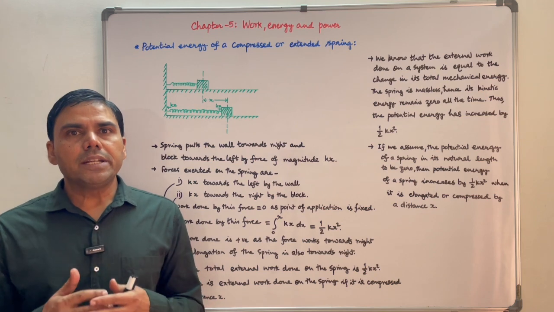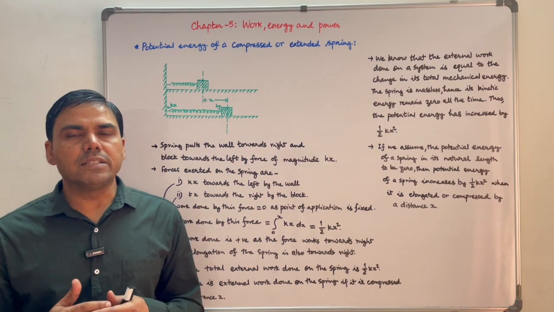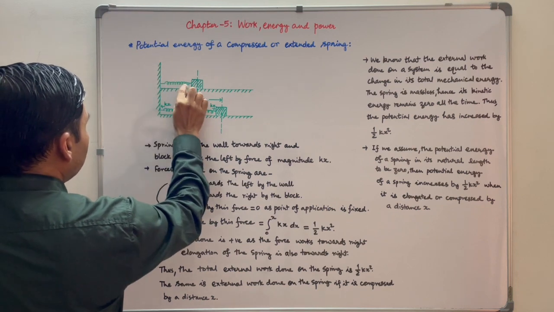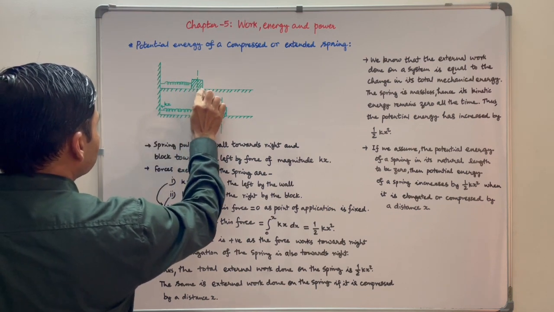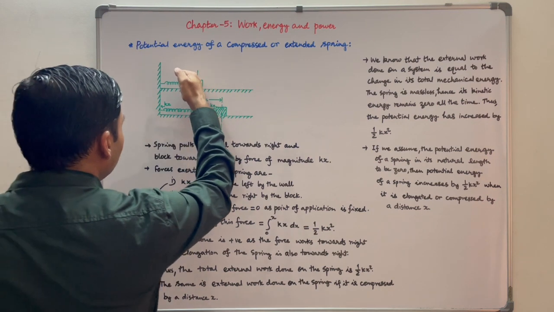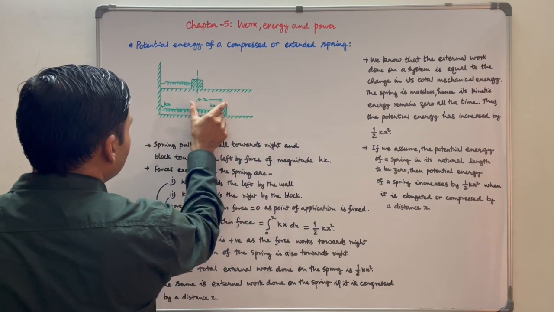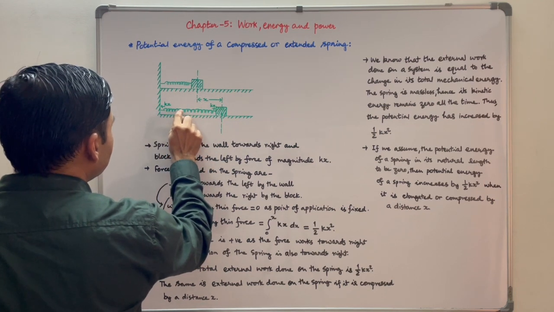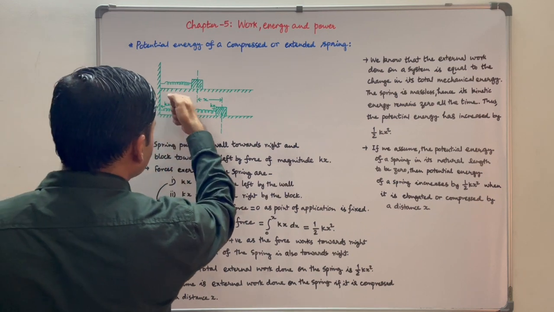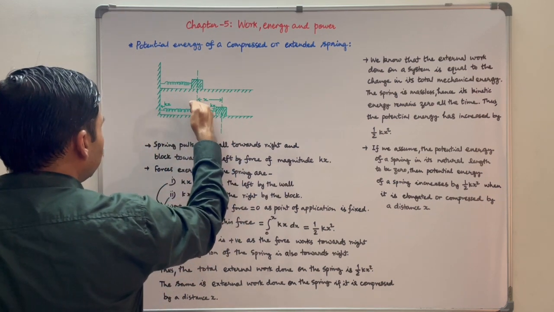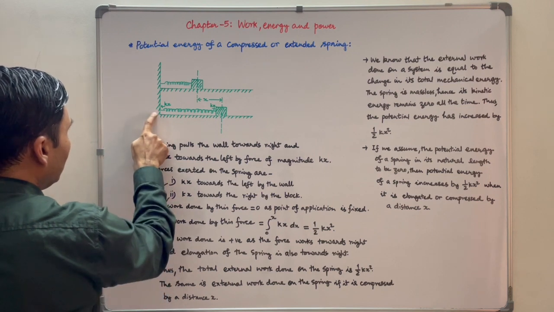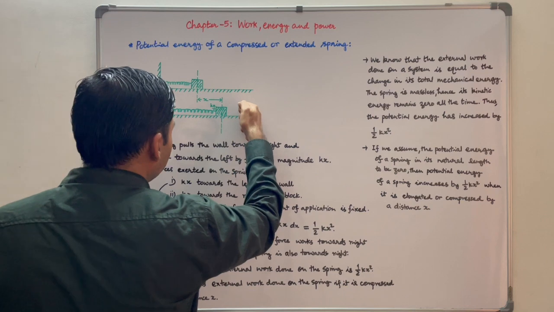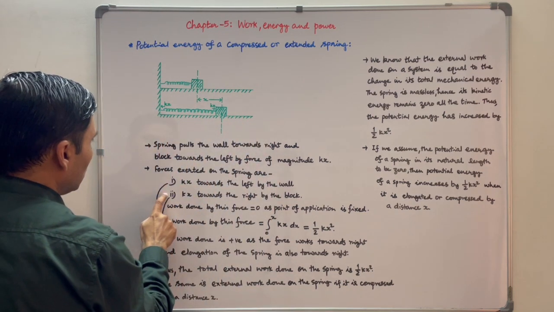Now let us see potential energy of a compressed or extended spring. Suppose one end of a massless spring is attached to the wall and the other end is connected to a block of mass m. Now this block is pulled towards right through a distance x, so that the spring is elongated by a length x. Now in this situation, the spring will pull the wall towards right and pull the block towards left. As a reaction force, the wall will pull the spring towards left and the block will pull the spring towards right. These two are external forces.